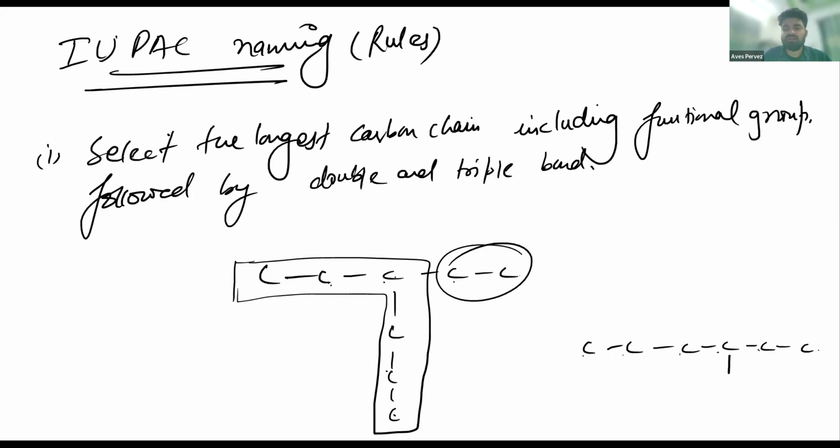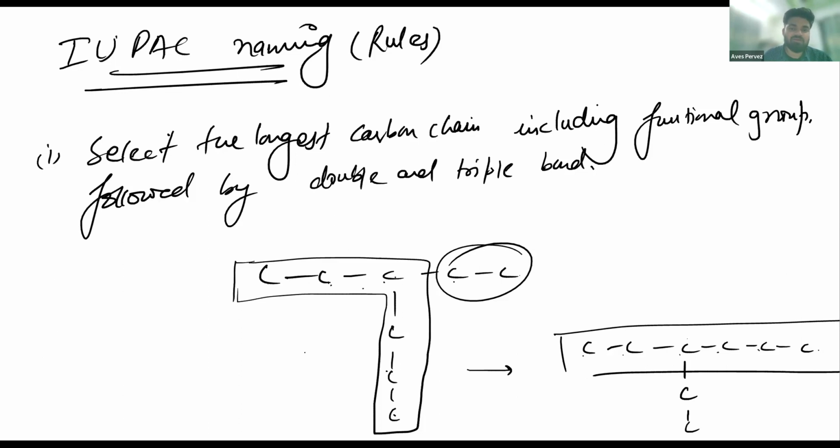So this is from the starting. You can write it this way. This is on the third carbon. So this structure and this structure are the same. Always select the longest carbon chain. Okay. Now if I make this structure this way.